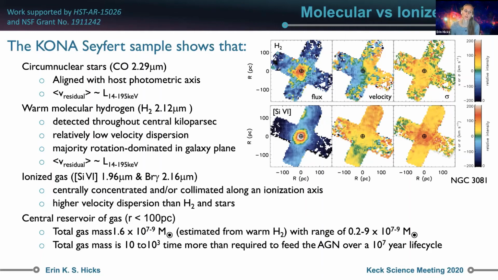I also mentioned that we've estimated the total gas mass from what we see of the warm molecular hydrogen. And what we find through this is that there's a lot more gas sitting in that central region. There's a large reservoir of gas, 10 to 1,000 times more than is needed to feed the AGN that's sitting in the center. So there's a lot of gas in that circumnuclear region. And I'll leave it at that.